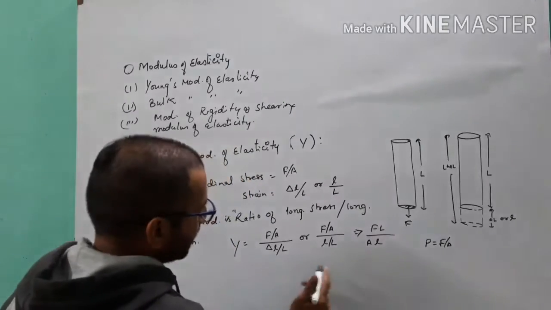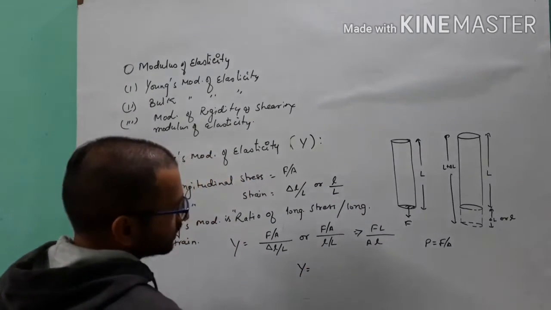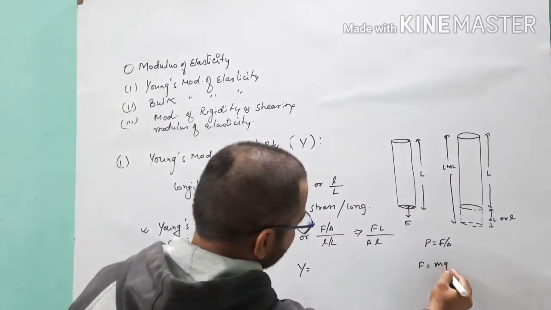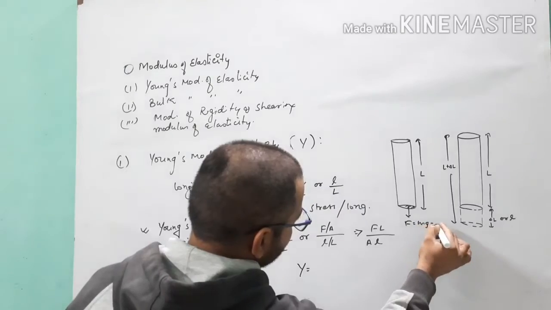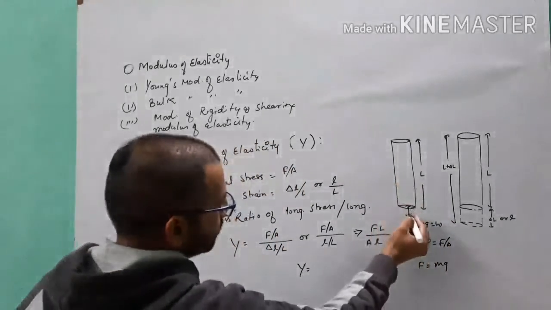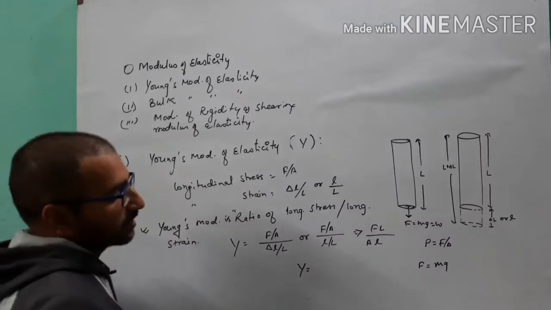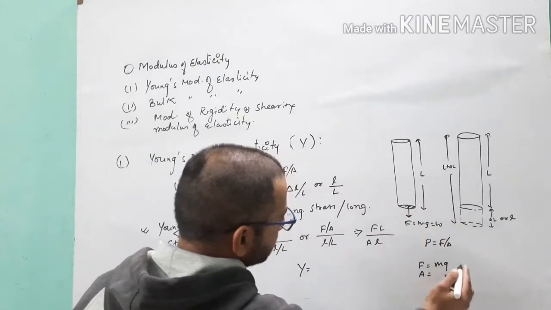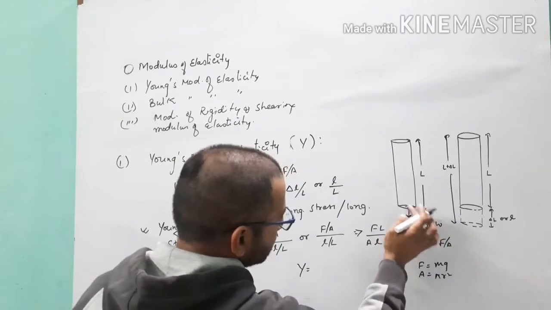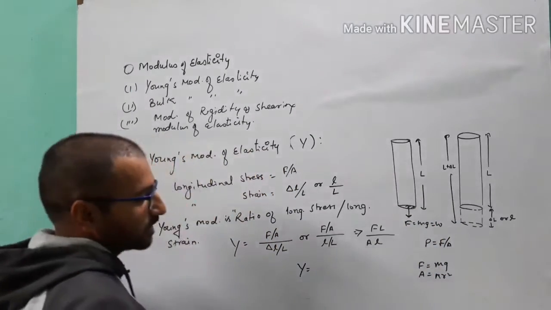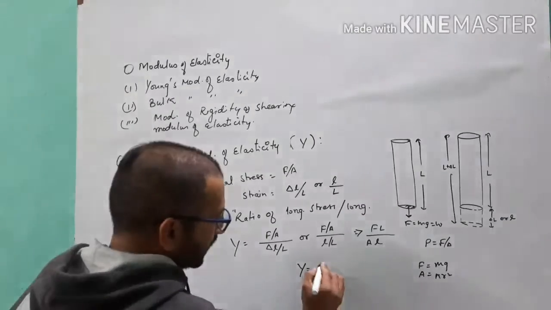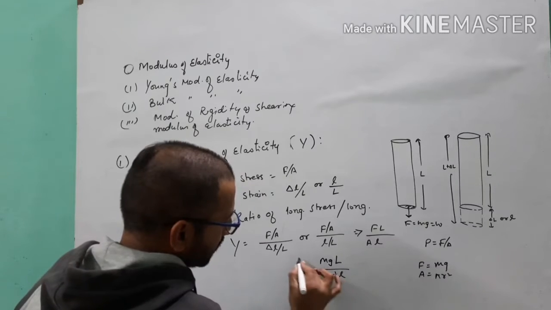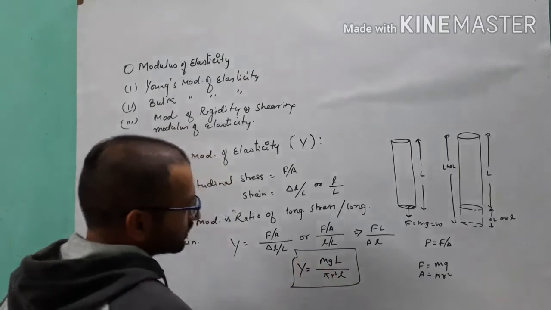Otherwise you can write this relation, which is a very familiar formula for you. If you substitute F equal to mg, which is the weight of the body acting vertically downward to increase the length of the given wire of length L, and A is the cross-sectional area of this wire, suppose r is the radius of this wire, then the cross-sectional area A is equal to pi r square. So we can write the relation Y equals mg L over pi r square l. This is the formula of Young's modulus.